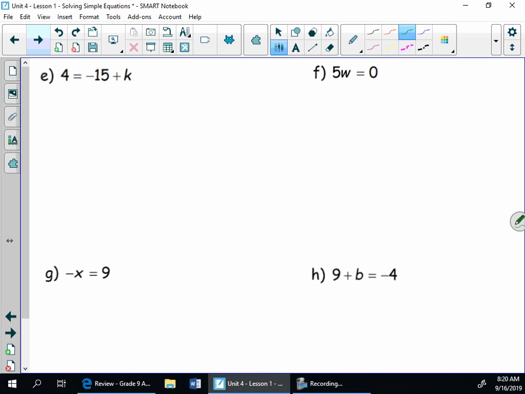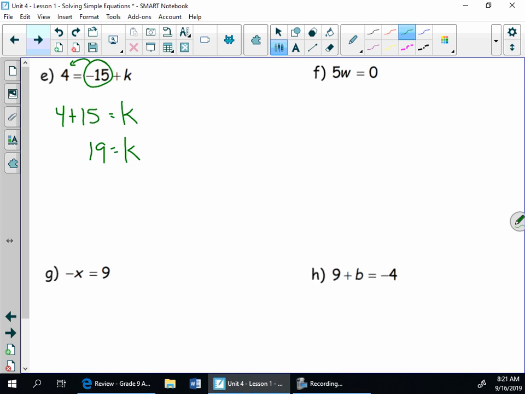Alright, last page. Give it a try yourself. See if you can get all four. And if you did, you got this stuff mastered already. Okay, got to get k by itself. Gonna move the minus 15. Notice I said minus. It looks like a negative. Minus means the same thing. Okay, 4 plus 15 is k. k is 19. It's okay to have your letters on the right. Not a big deal.